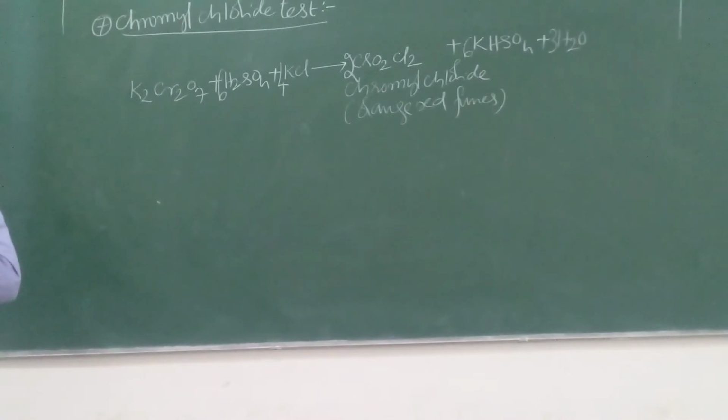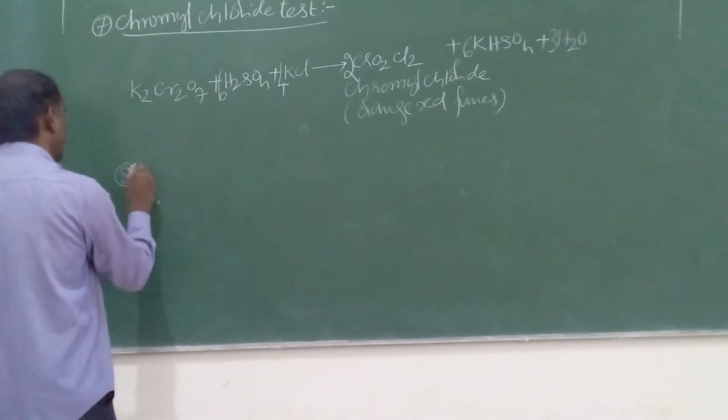Bromine chloride. And the last reaction, property number 8: reaction with hydrogen peroxide.